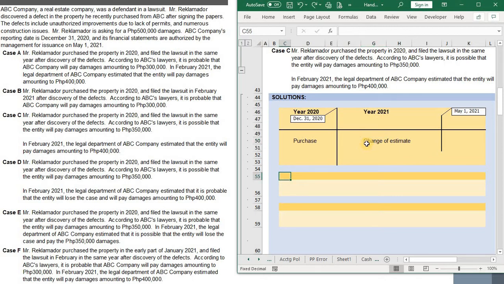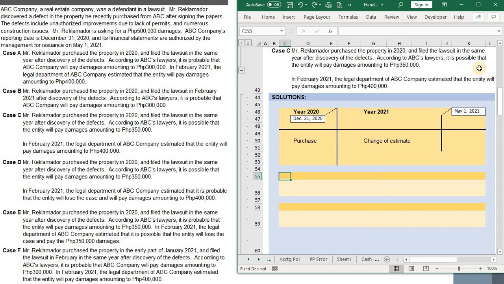So first, let us prepare the initial treatment made by the entity in 2020. So based on the problem, case C, it is possible that the entity will pay damages amounting to 350,000 pesos. So the likelihood is only possible, which is quantitatively below 50%. And in Intermediate Accounting 2, if the likelihood is possible or below 50%, it is considered as a contingent liability. And contingent liabilities are not recorded in the books. They are only disclosed in the notes to the financial statements.